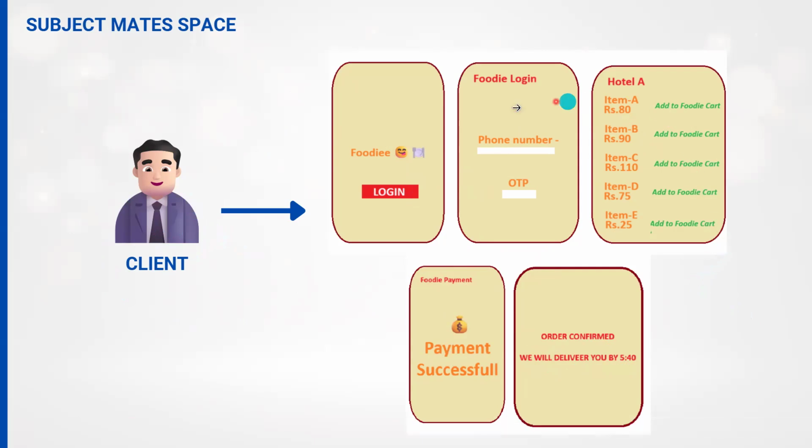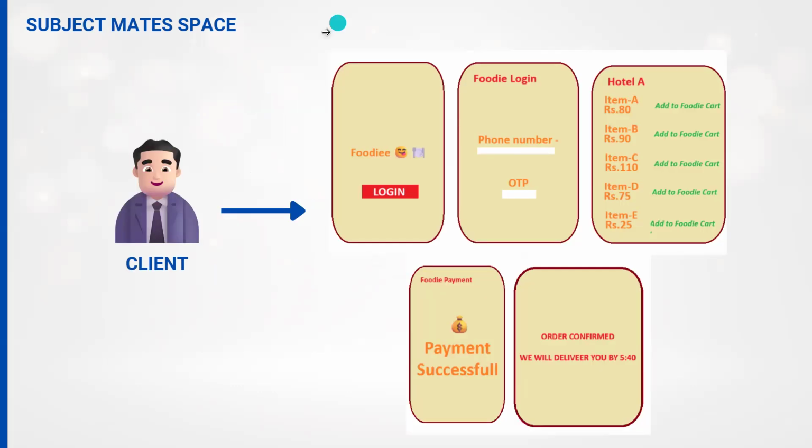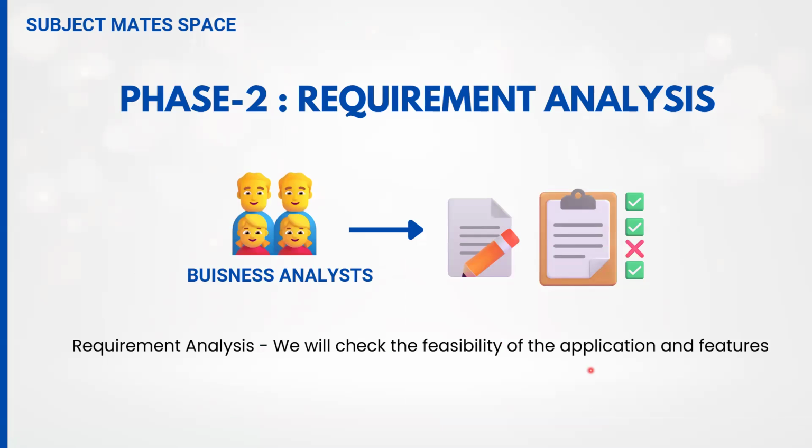Now the next step of the SDLC is requirement analysis. After the client gave all this information, the business analyst team, or the team of analysis, will check the feasibility of the application and its features, whether this is really possible or not. It would be a simple checklist of the application like, okay, this we can develop, this we can develop, but this we cannot develop, and this we can develop.